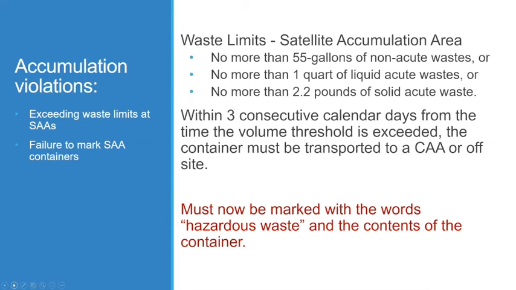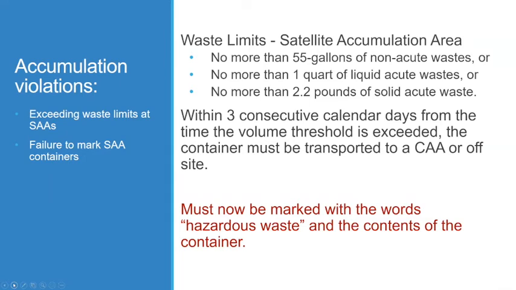So again, accumulation violations: exceeding the waste limits at the satellite accumulation areas, or failure to mark the containers. A satellite accumulation area is at the point of generation and under the control of the operator. The limits are no more than 55 gallons of non-acute waste, or no more than a quart of liquid acute waste, or no more than 2.2 pounds of solid acute waste.